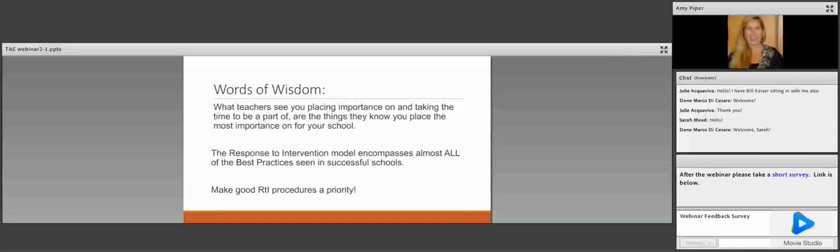So some words of wisdom. As far as administrators go, and we've found this especially working through the TAC, if an administrator is involved in the RTI process and shows how important and valuable it is to the students in your building, teachers know that that is an important feature and they need to take it seriously, and they need to take it to heart. They need to really look at the data, and they know how important it is if you're taking the time to be a major part of the RTI process.